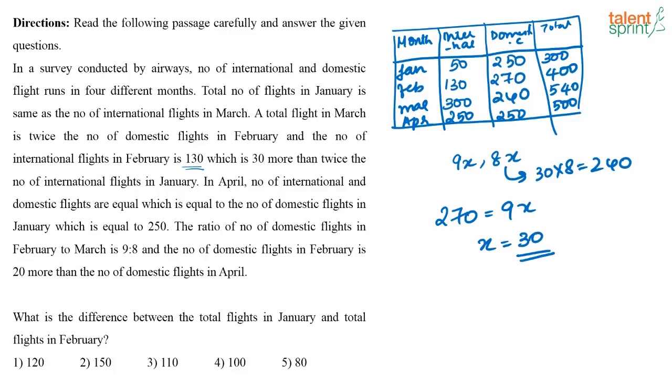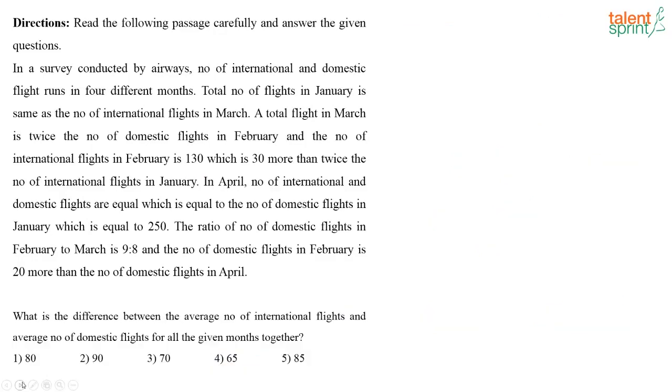What is the first question? What is the difference between the total flights in January and the total flights in February? So total flights in January is 300, total flights in February is 400. So what is the required difference? 400 minus 300, which is equal to 100. That is option 4. Next one.